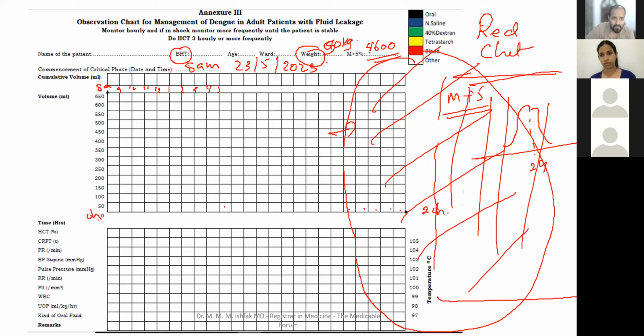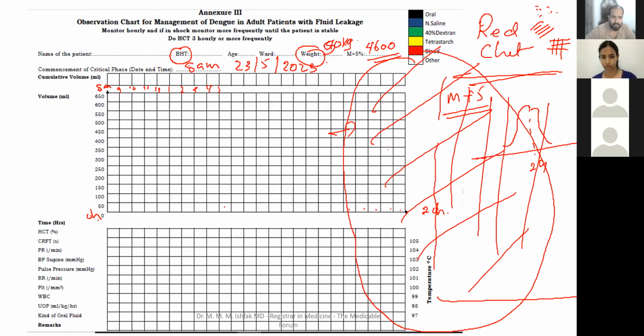Now here is your fluids. So for oral, they have given color codes. Like you will see in your charts in your ward that oral is actually dots. Saline is across this way. Dextran is actually crisscross. The legend is different here, but this is what you see in your ward. It will be dots for oral, dashed lines for saline, and crisscrossed lines for dextran.